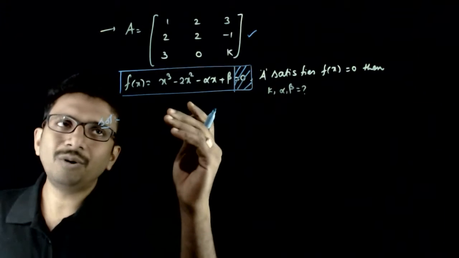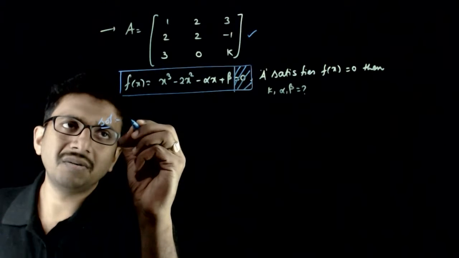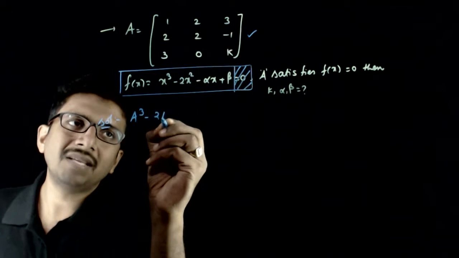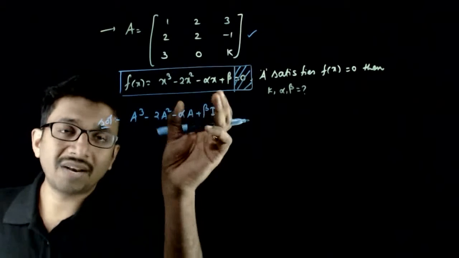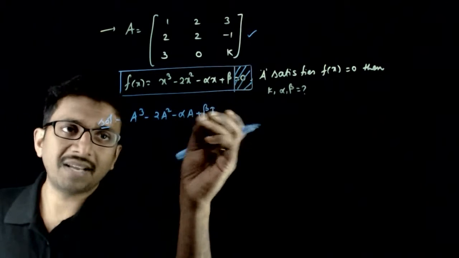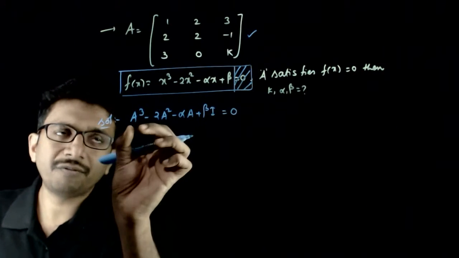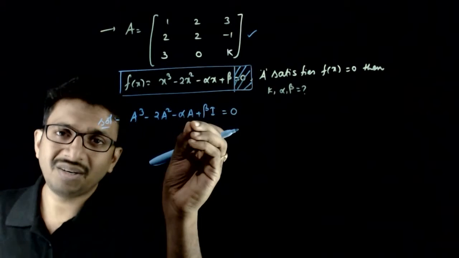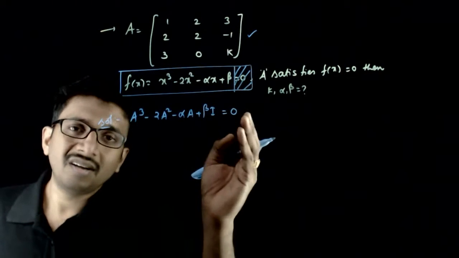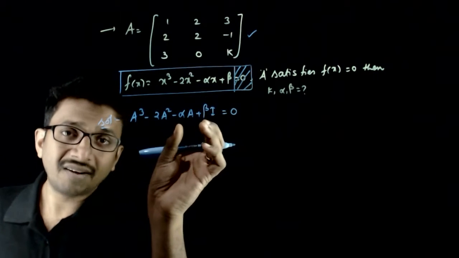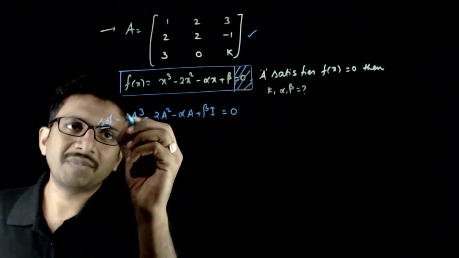In this question, if you try to do the general way, that is A is satisfying f of x equal to 0, this implies A cube minus 2A square plus alpha times A plus beta times I, a 3 by 3 identity matrix, should be equal to 0. So effectively you need to find A cube, A square, A and I. You need to create equations and show that this is a null matrix, and from the equations that you get you can find alpha, beta and k. But this is a cumbersome method.